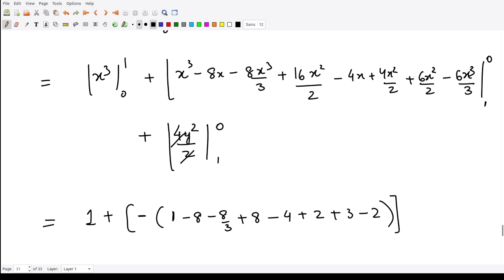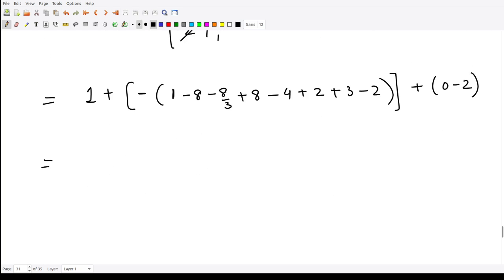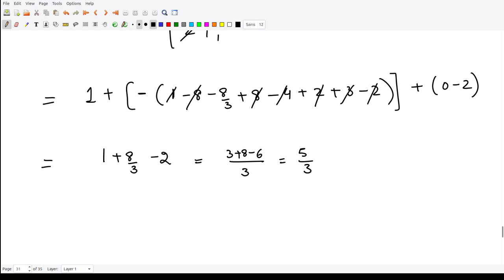And for this quantity, you have plus 0 minus 2, right? So we have here this and this cancels out, this and this cancels out, this and this cancels out, so we have 1 plus 8 upon 3 minus 2. So finally this is 3 plus 8 minus 6, so that is 5 by 3. So this is the value which we obtained for the left hand side.